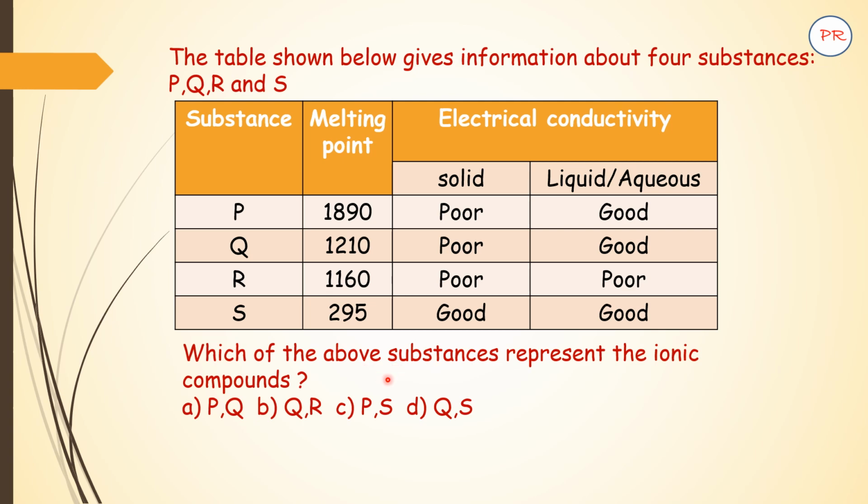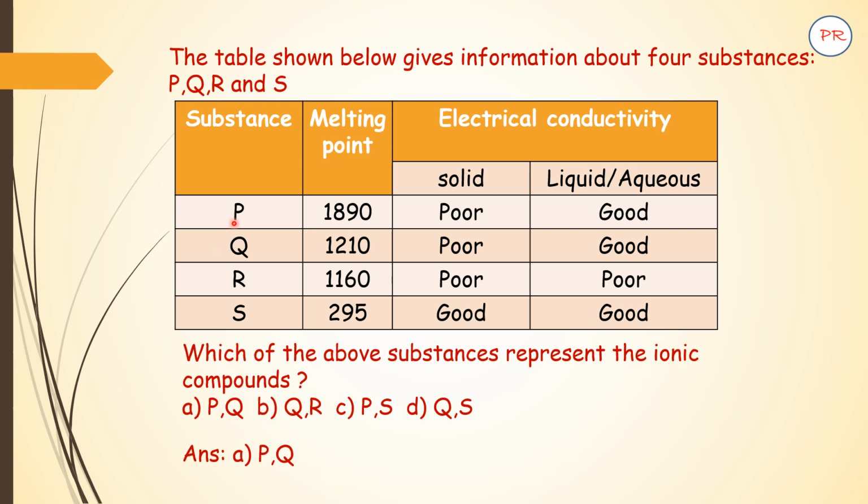Now you have to identify which substances will represent the ionic compound, and the options are P and Q, Q and R, P and S, Q and S. See, the substance which has got a good conductivity in liquid or aqueous solution will be the ionic compound. This is what we have to remember, and therefore the correct answer is P and Q.